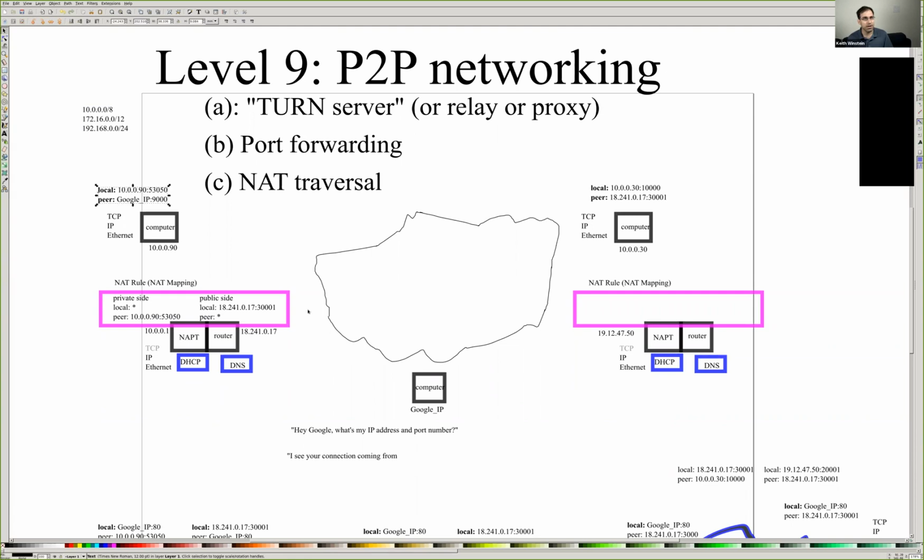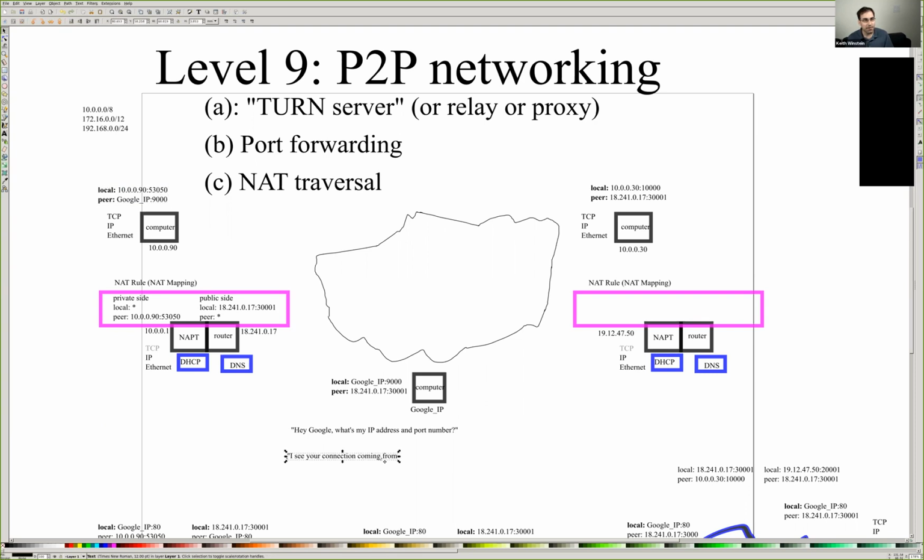What does the socket look like at Google's end? Yeah, some of you got it. So what's the port number? The local address is Google IP 9000, and the peer address is 18.241.0.17 port 30,001. Now 30,001 is really important because that's the public address and public port number of the NAT. So that's what the NAT is making the segments look like. It's not 53050. That's only an internal address.